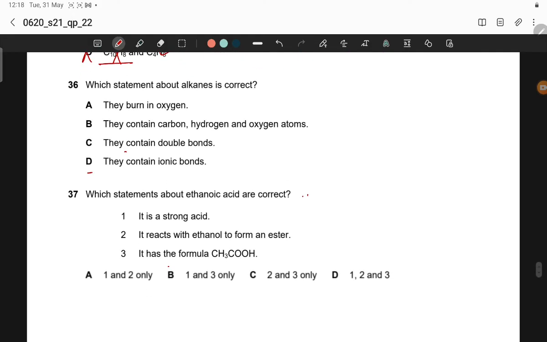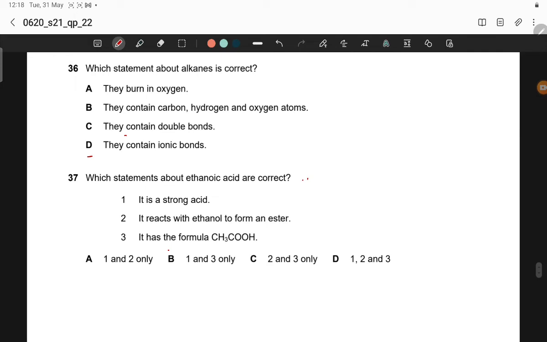Which statement about alkanes is correct? They burn in oxygen. It is the correct statement. A must be correct. They contain carbon, hydrogen and oxygen atoms. Not oxygen. Contain double bonds? Not double bonds, single bonds. This is a covalent compound, covalent bonds, sorry.